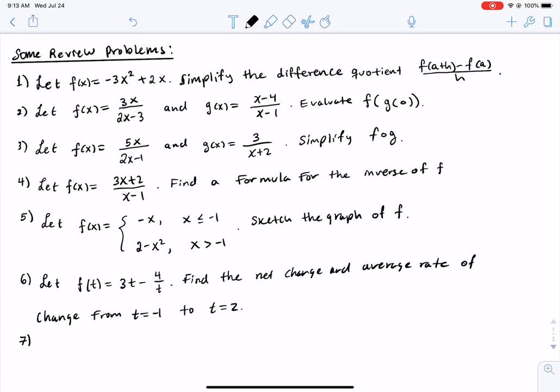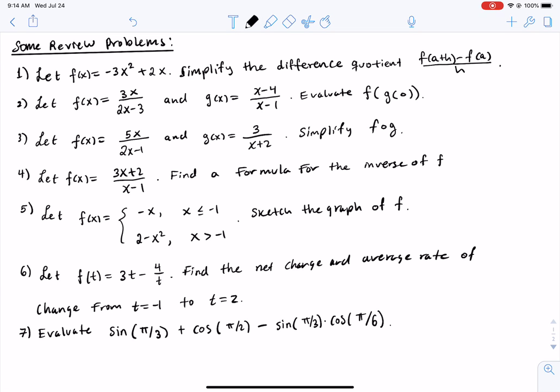Number 7, this is more relevant to what we were doing earlier. Evaluate, say, sine of pi over 3 plus cosine of pi over 2 minus sine of pi over 3 times cosine of pi over 6. And one more.